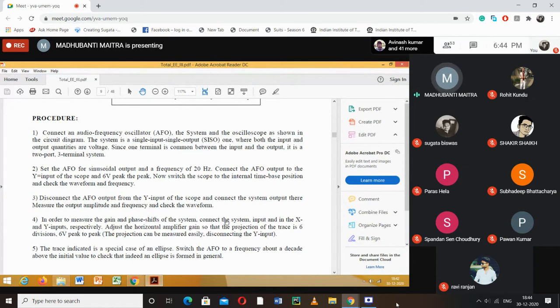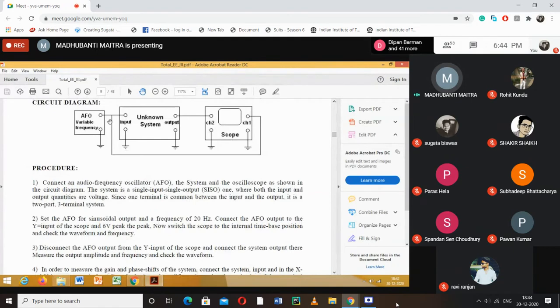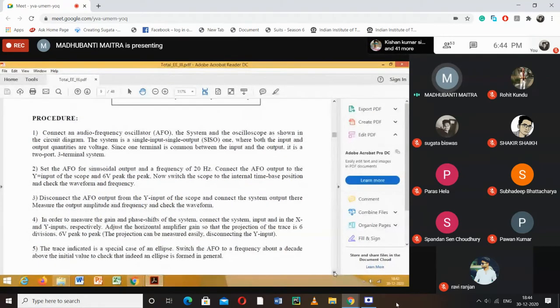So the system input, which is obtained from this audio frequency oscillator, will be applied to the channel 1 of the scope, and the Y channel of the scope will be connected to the output of the system.